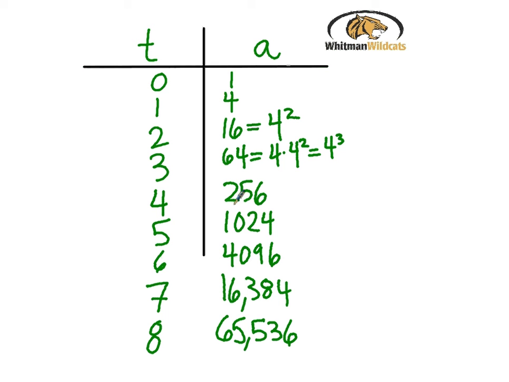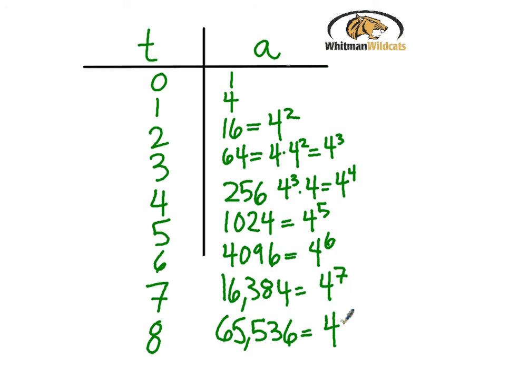And now 64 times 4 is 256. Well, that's like saying 4 to the third times 4, which actually gets us 4 to the fourth. And 1,024, well, that's going to be 4 to the fifth. And 4,096, 4 to the sixth power. And 4 to the seventh. And finally, 4 to the eighth power is 65,536.